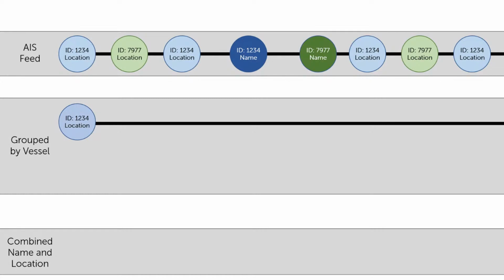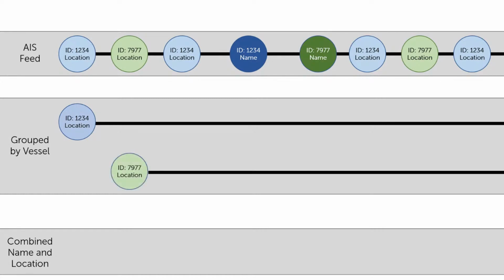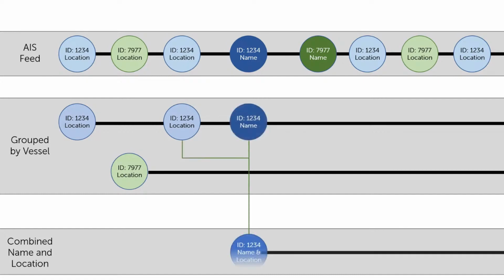Next message comes in. That's 7977, different one. So it goes, oh, okay, need another group. So we haven't seen that one before either. The next message that comes in, 1234 again, well, that goes out on the same group as the first one. And the next one, also same ID, although a different message type. And at this point, we actually have enough information to report both the name and the location. In the real code, it was actually combining three things, but there isn't enough space on the slide to show that. So we're ignoring the vessel type in this particular example.